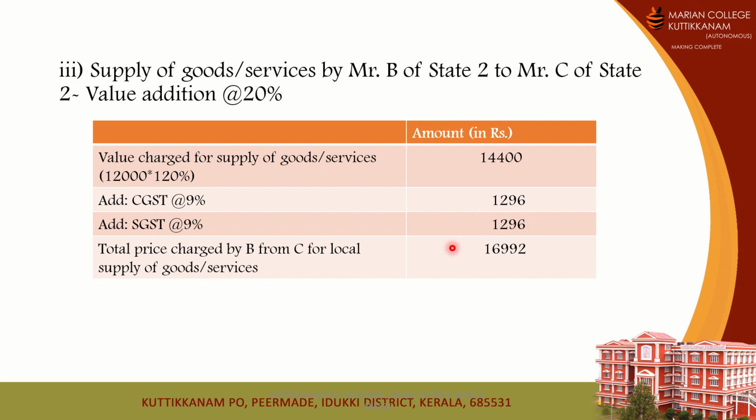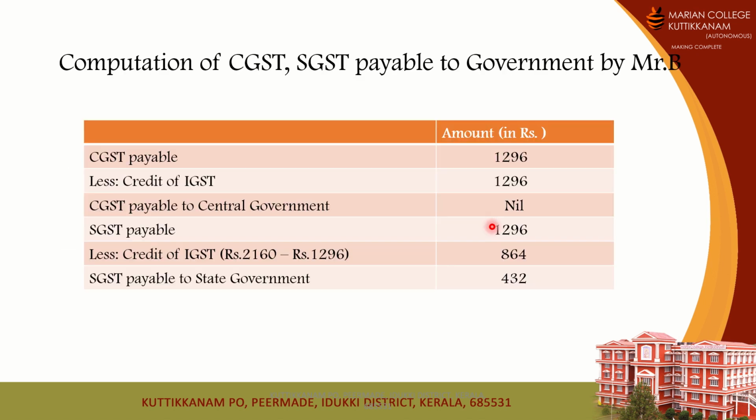SGST 1296. And now we have less credit of IGST. So total IGST was rupees 2160, of which the CGST amount is reduced. Okay, that means output tax and input tax. So we have a net amount of 864 as credit. So we have SGST payable to the state government as rupees 432, the difference between these two amounts.